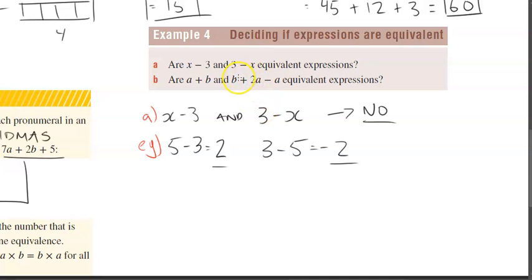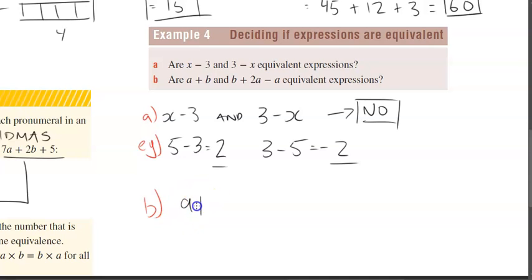But just because one solution makes it equivalent, and the others don't, that doesn't mean the whole thing is equivalent. You have to do it for every single x value. So in this case, this is not equivalent.